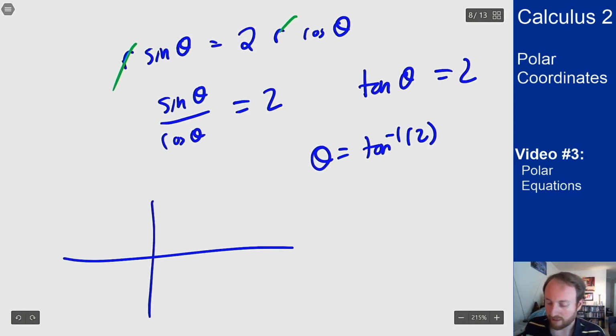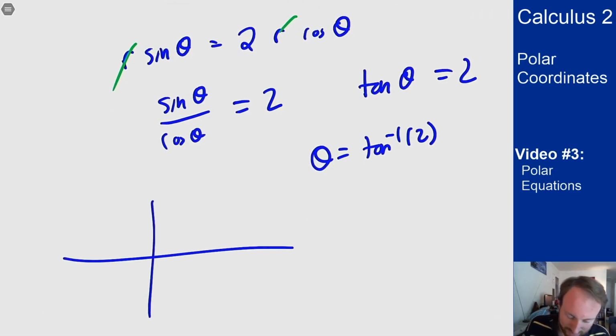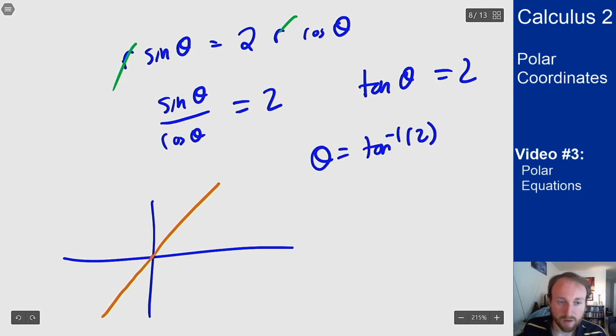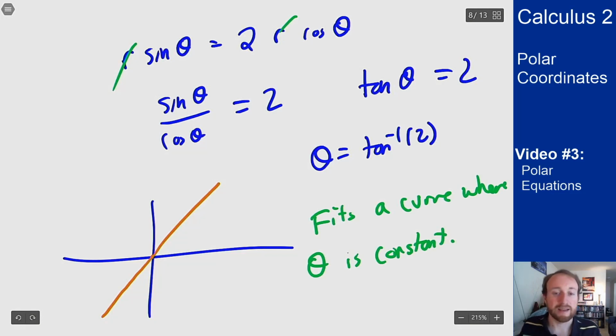Well, this function is the line y equals 2x. It's a line through the origin. What does that mean? That is the graph of a function of the form theta equals c for some value c, because our theta constant curves were just rays out of the origin. So this fits the model of a curve where theta is held constant. And so in this case, this makes sense as what you should get for this sort of graph. It should be theta equals a number. The number is determined by the slope of this line because it's going through the origin.